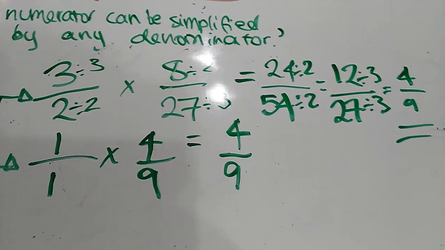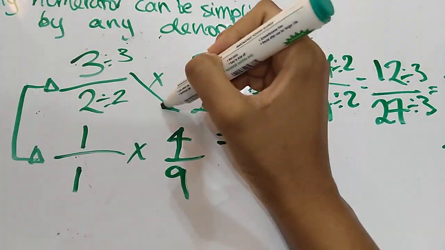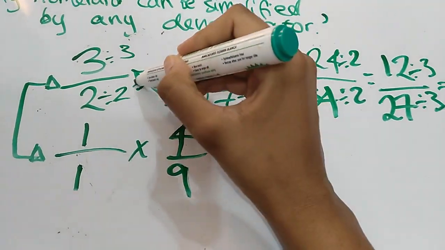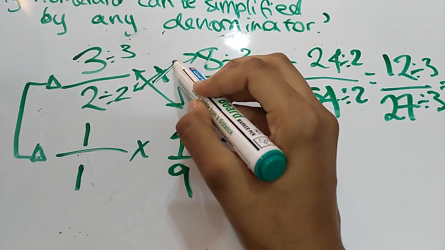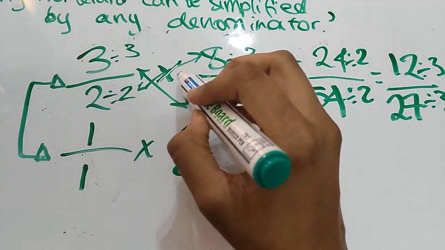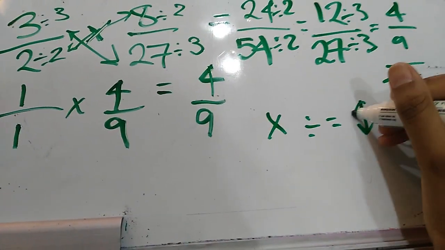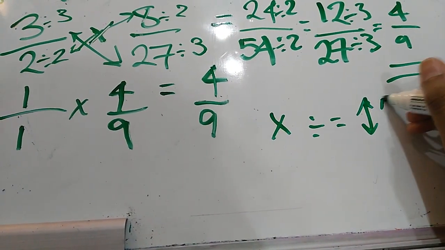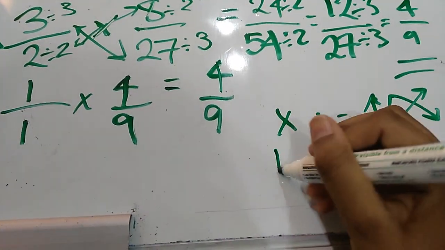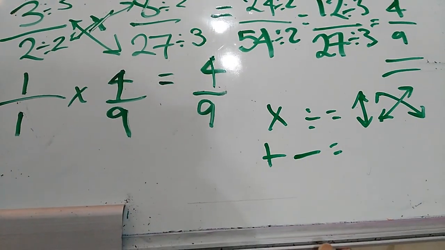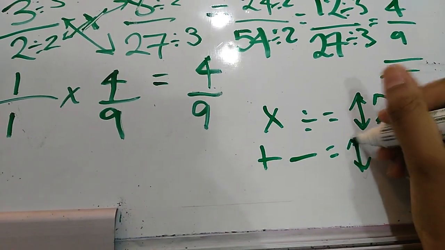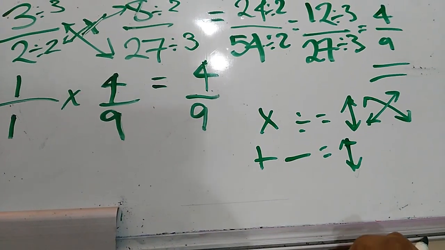A key thing to mention here: you can only look for diagonals when you are multiplying or dividing. So multiplying or dividing, you can look for parallels or you can look for diagonals. But if you are adding or subtracting the fractions, you can only look for parallels, not diagonals.